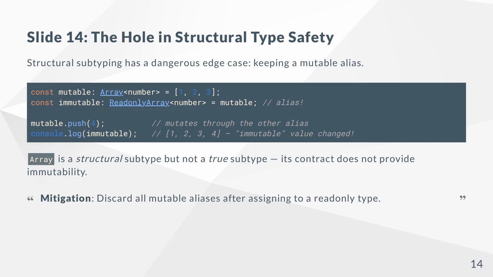You can keep a mutable alias. Assign a mutable array to an immutable read-only array variable. Then mutate through the original mutable reference. The supposedly immutable variable now reflects the change. Array is a structural subtype of ReadonlyArray, but it is not a true subtype in the spec sense. Array's contract does not provide immutability. Mitigation: discard all mutable aliases immediately after assigning to a readable type. Do not keep both references alive.